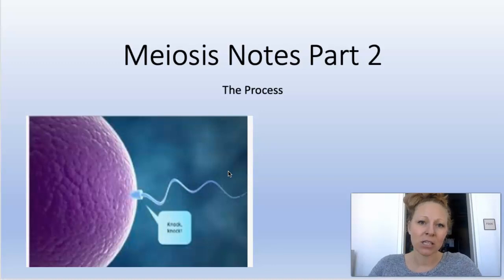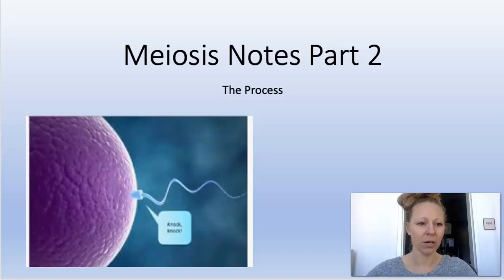So in the last lecture we talked about why meiosis was important because it causes variation. And we talked about why variation was important in a population. And so in this part of the notes we're going to talk about the process of meiosis. So what actually happens to create gametes.